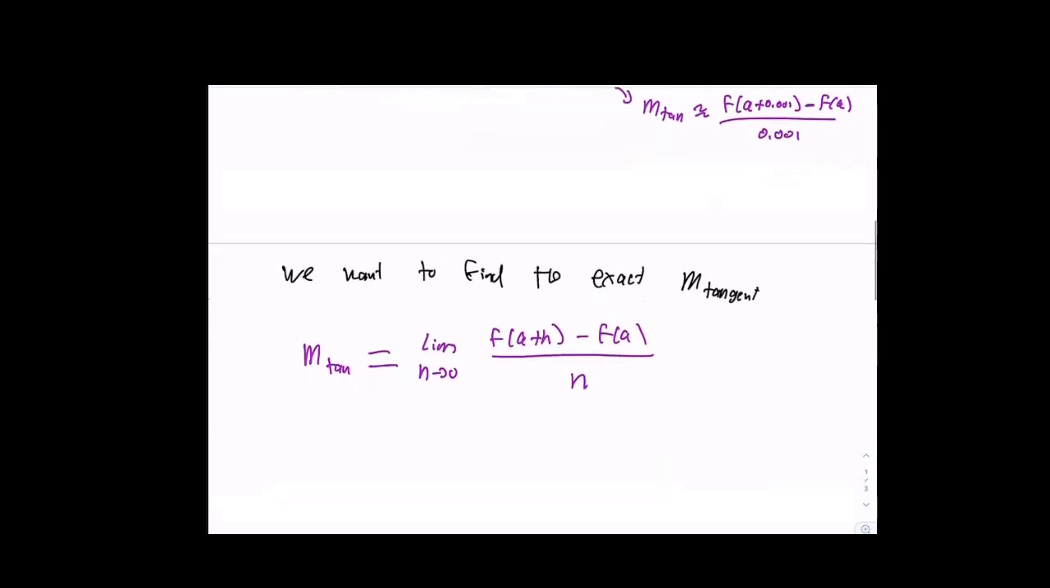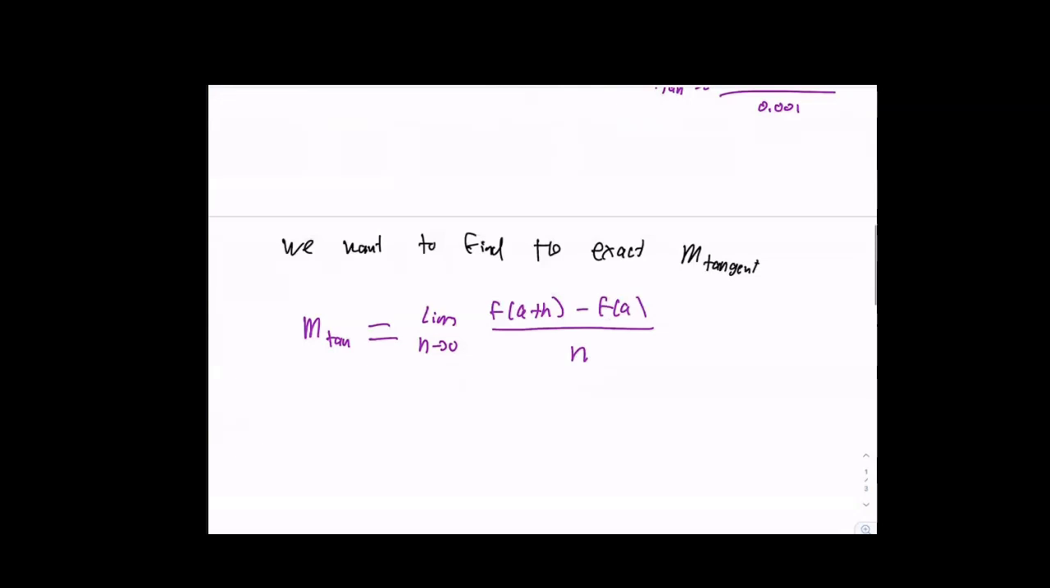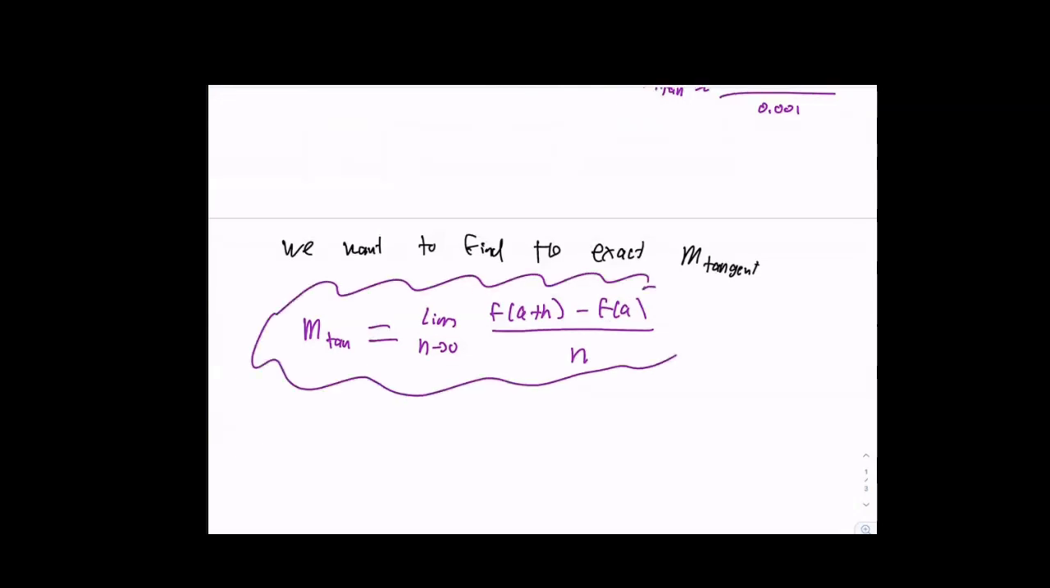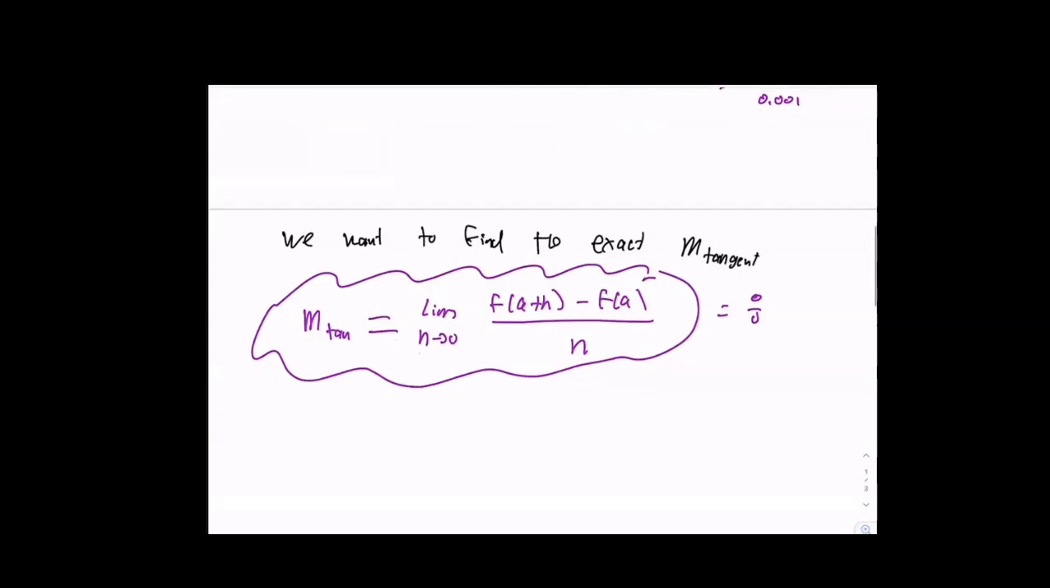This is how we find the exact, because our concept that we just talked about was, if I take h and make it closer to 0, I get the exact answer. So why don't I just take h equal to 0? Well, if you plug in h equals 0, you will always get 0 over 0.